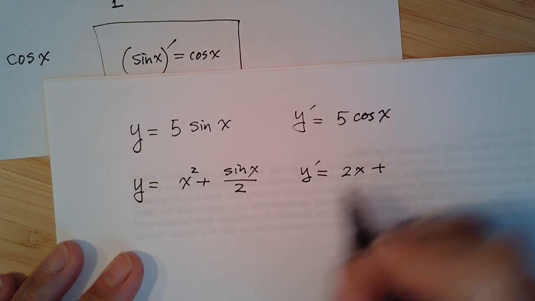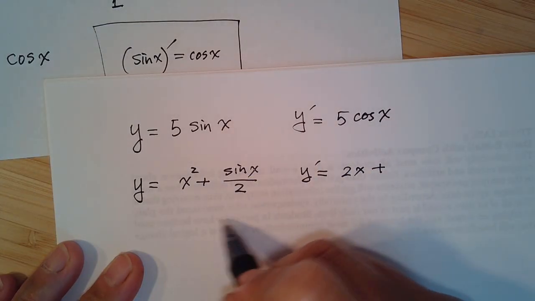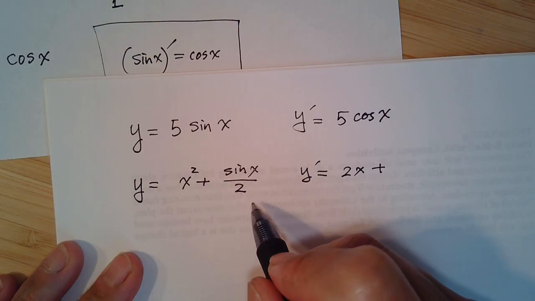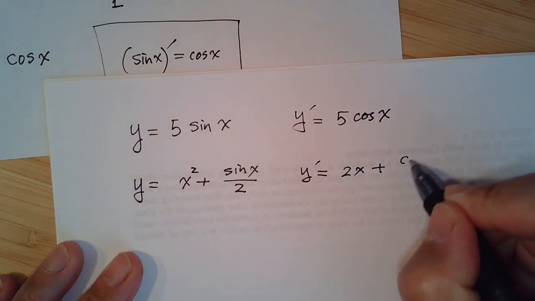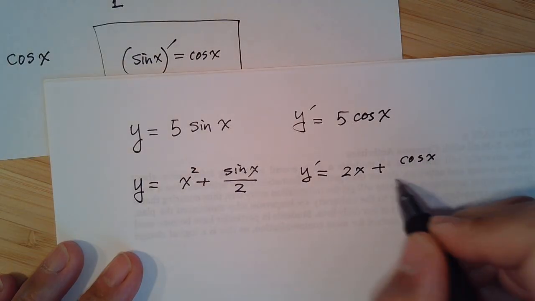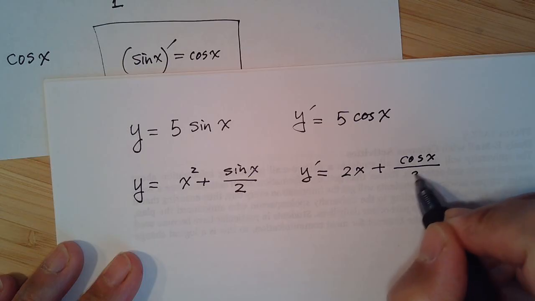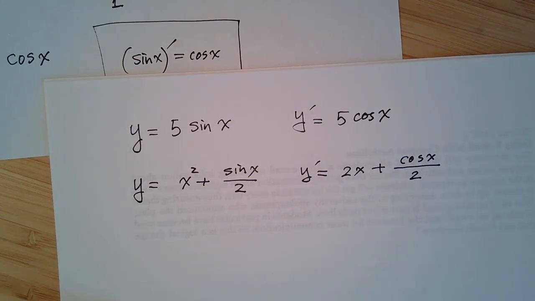And then you're going to add, so this is actually 1/2 of a sine x, and sine x prime is cosine, so you get cosine x over 2. Okay, that's how you use that. Every time you see sine x and take the prime, you just make it cosine.